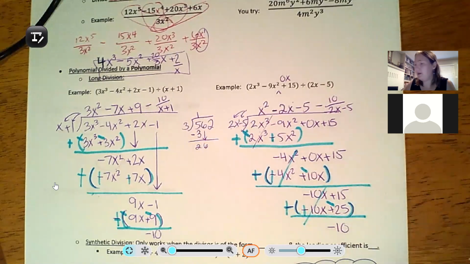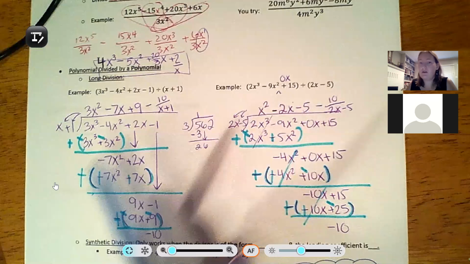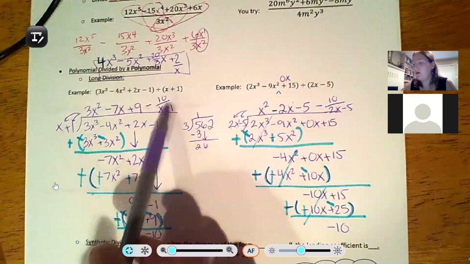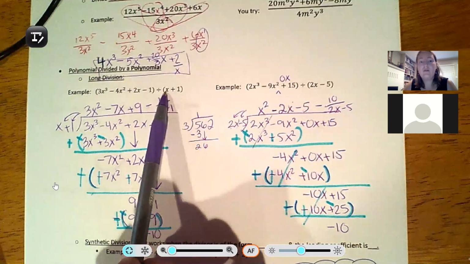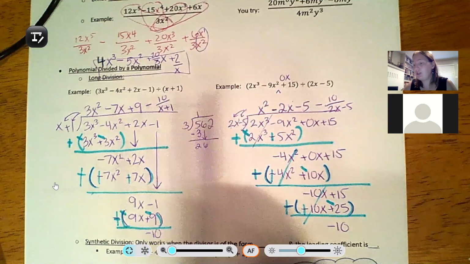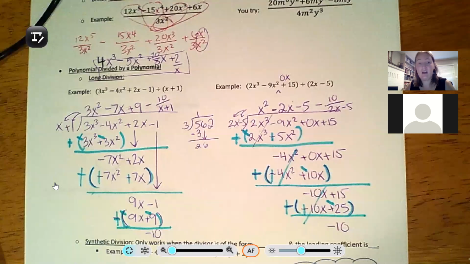So that's a method. This long division is a method that works no matter what your divisor is. It could have a 1 or 2 or 3, a negative in front of the x as a coefficient. It can have any exponent you want. It could have 2 terms like this, or it could have many, many more. It's a method that's very flexible.